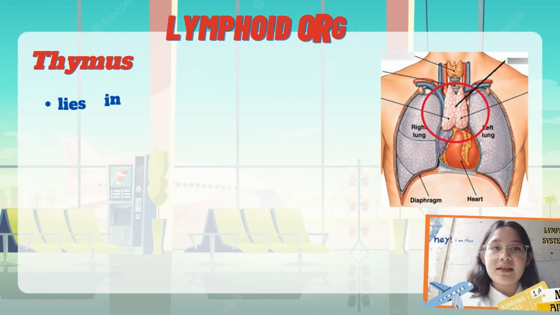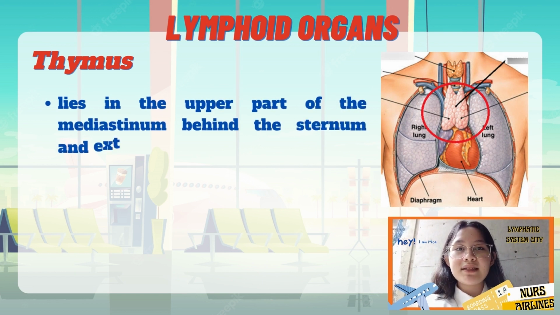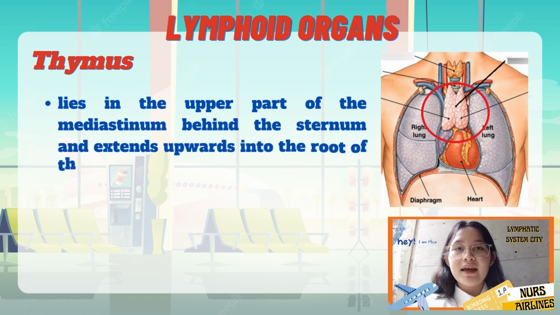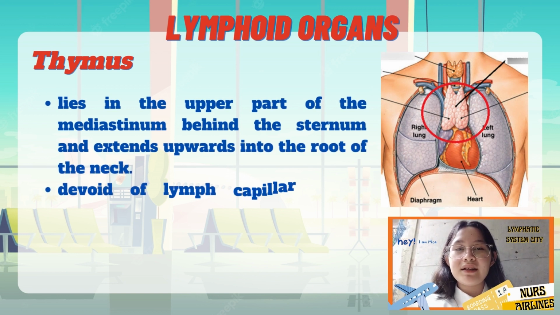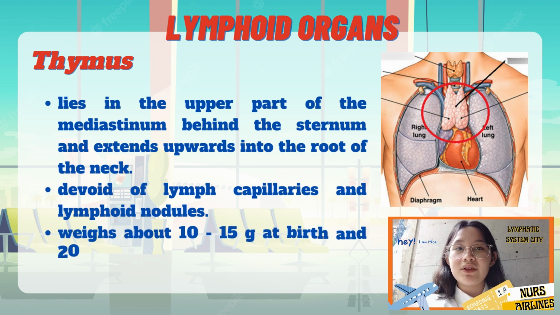Next lymphoid organ is the thymus. It lies in the upper part of the mediastinum behind the sternum and extends upward into the root of the neck. It is devoid of, or lacks, lymph capillaries and lymphoid nodules. It weighs about 10 to 15 grams at birth and 20 to 30 grams at puberty. Then it regresses and is converted into fibrofatty tissue.